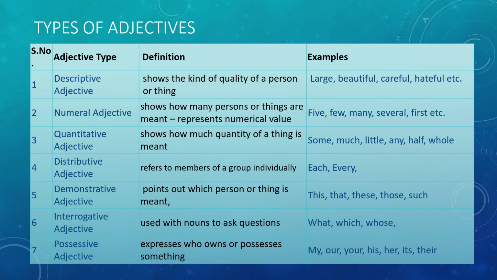Thirdly, we have quantitative adjective. This adjective shows how much quantity of a thing is meant in the statement. The whole country mourns for the great loss. Some of my friends are very true to me.